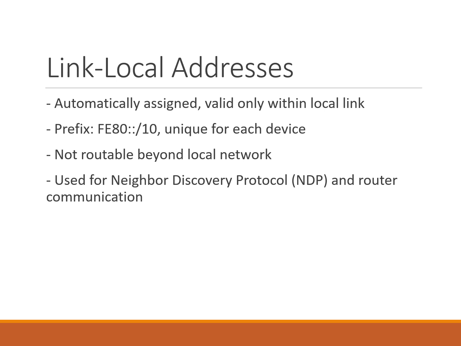So let's talk about the link local addresses. These are automatically assigned to every IPv6 enabled device and are only valid within a local network segment. All link local addresses begin with the prefix that's given over here and are not routable beyond the local network. This means they're only useful for communication between devices on the same link.